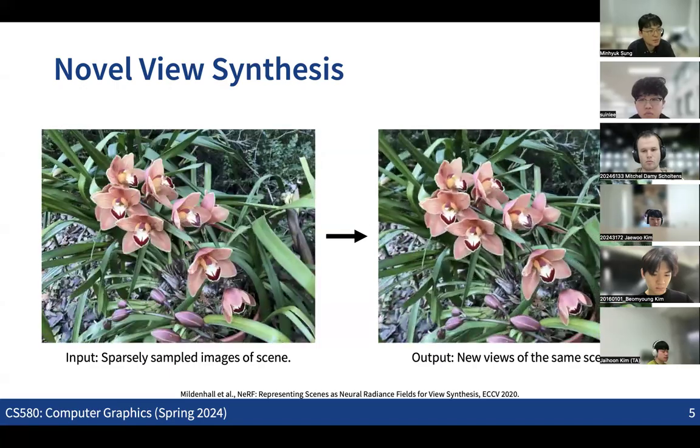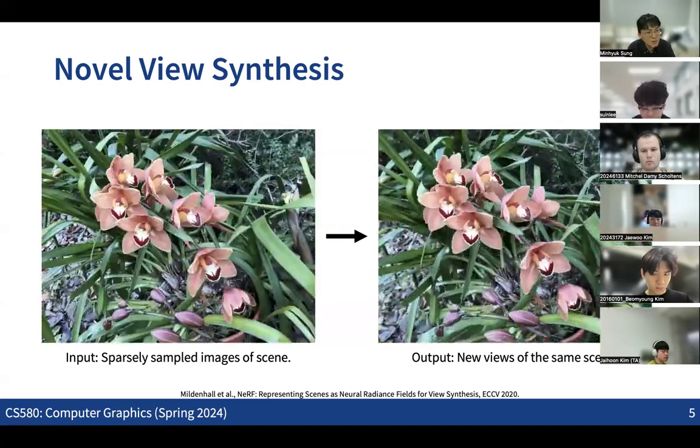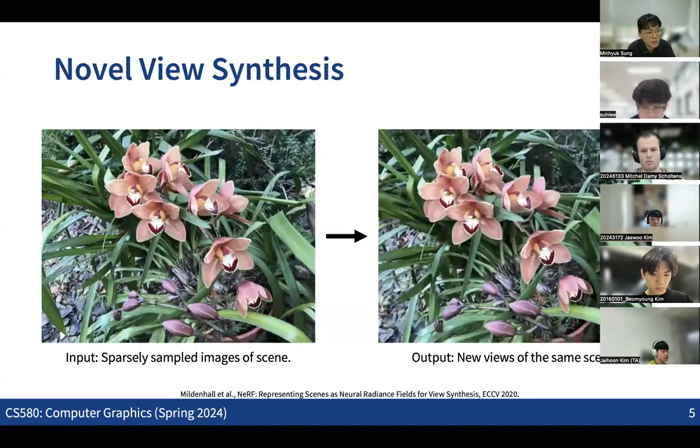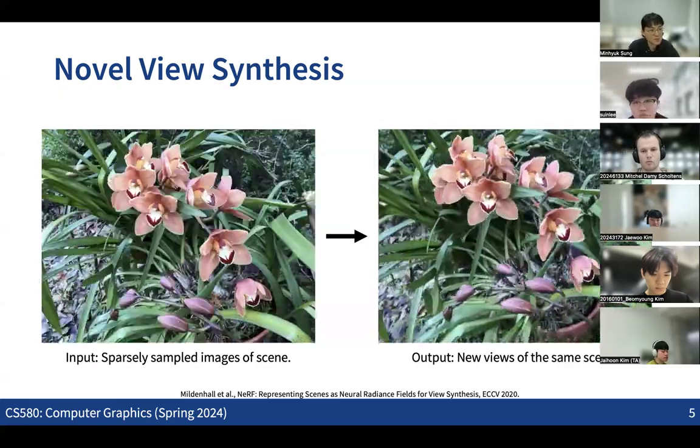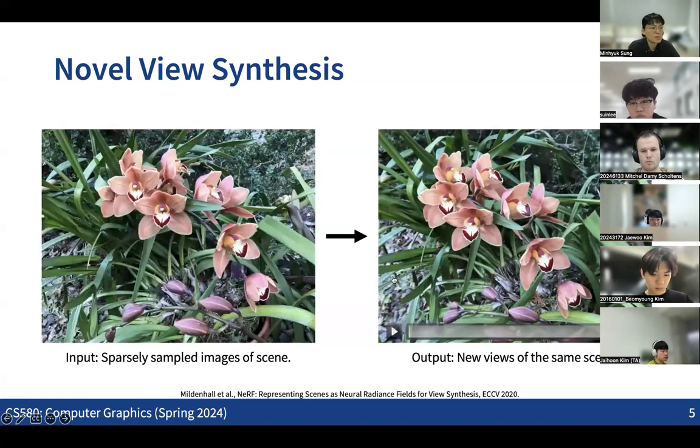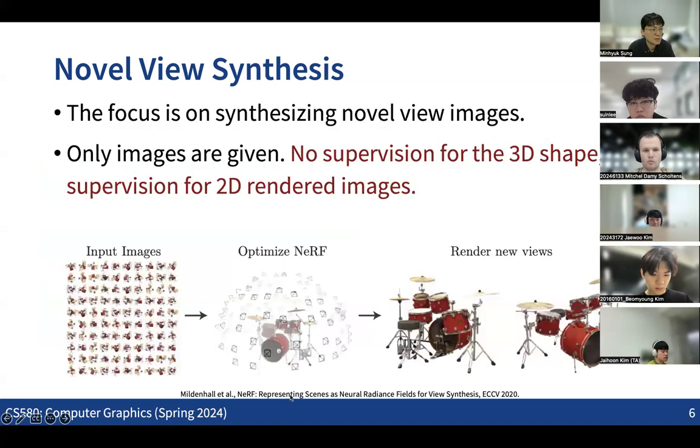So this is more about basically novel view synthesis. That was the original goal of neural rendering. Here, the focus is not on reconstruction of the 3D, but on synthesizing novel view images. And the assumption is that we only have the images as the given data.